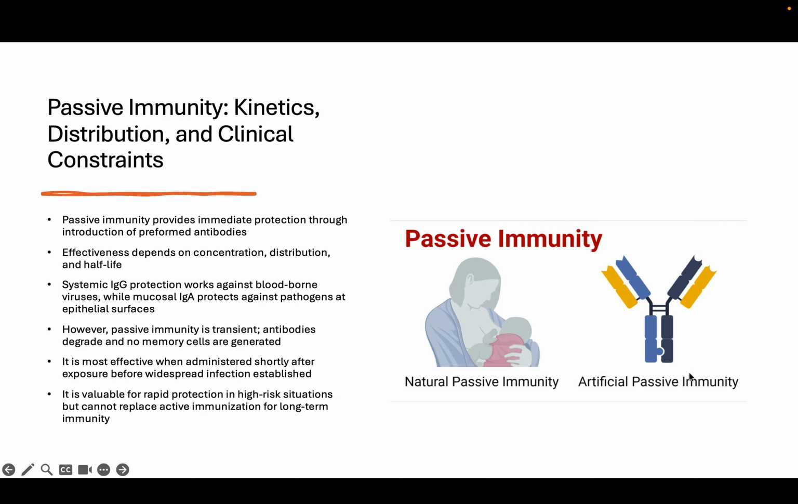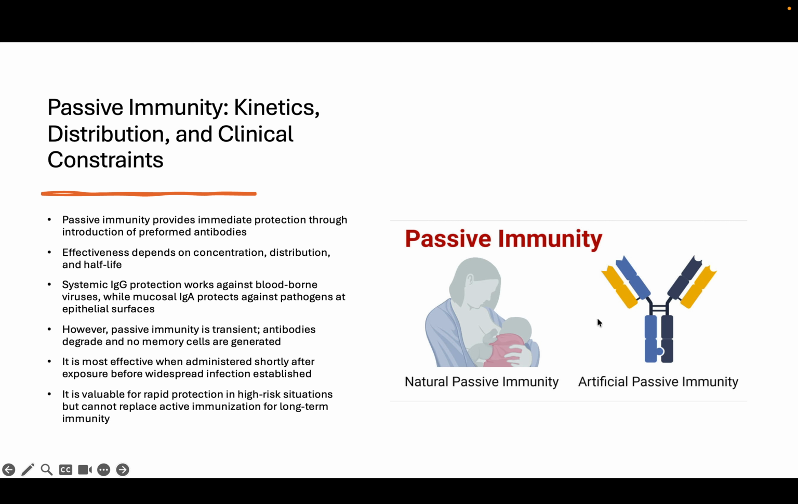But we also can have artificial passive immunity. People that have very strong viral infections, we can give them antibodies against the virus that they're infected with. This is the artificial kind. And again, it's super important to know what type of antibody. If you have mucosal infections, you want to give IgA. If you have more blood-borne viruses, or viruses in the blood, you want to be giving IgG.